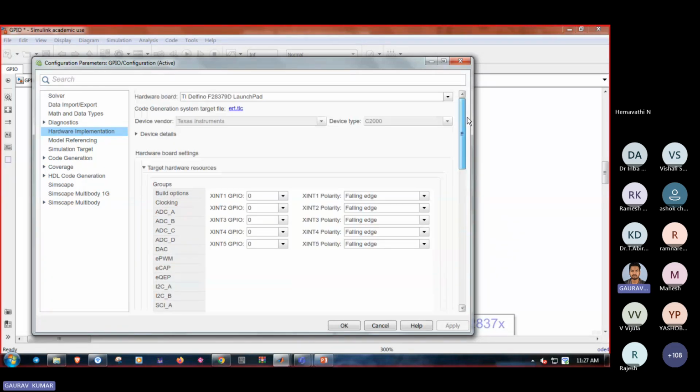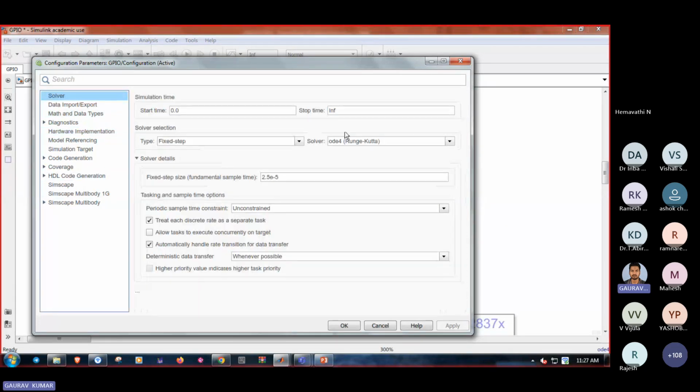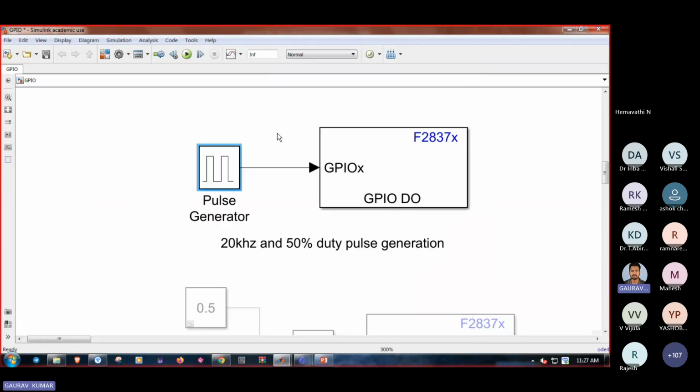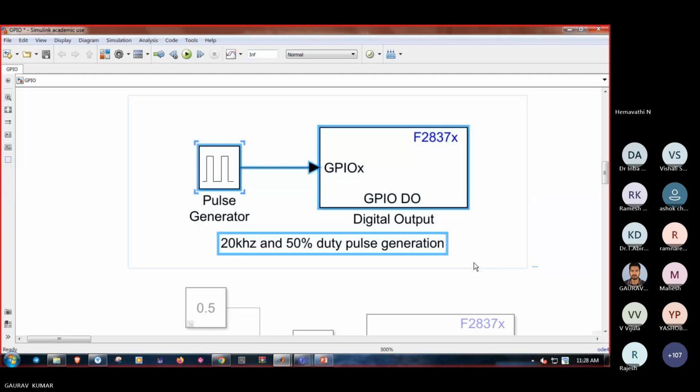Now we have to select the solver. We have selected the fixed-step type solver, and this is the solver name, and this is the fixed step size which I have shown. Now I will deploy to hardware. I have connected through the C2000 deploy to hardware.